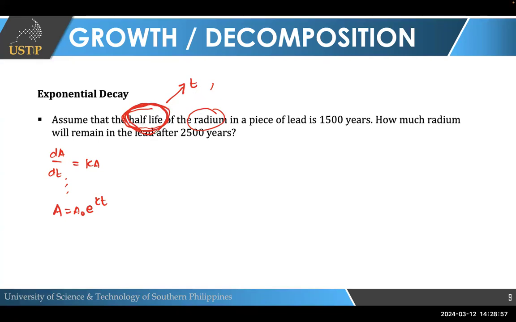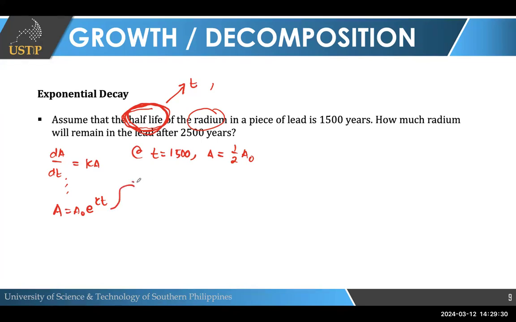So again, the half-life of radium in a piece of lead is 1,500 years. Meaning, we can write that at time t equals 1,500 years, in years for our time, the radium, which can be A or R, is one half of its original value. That is your definition of half-life. Alright, so from this, of course, we can get the value of k just like what we did in the previous example.